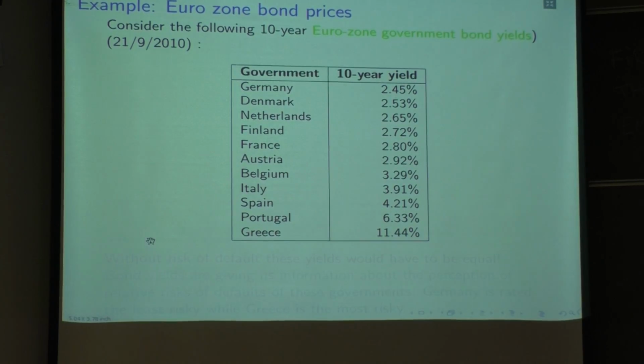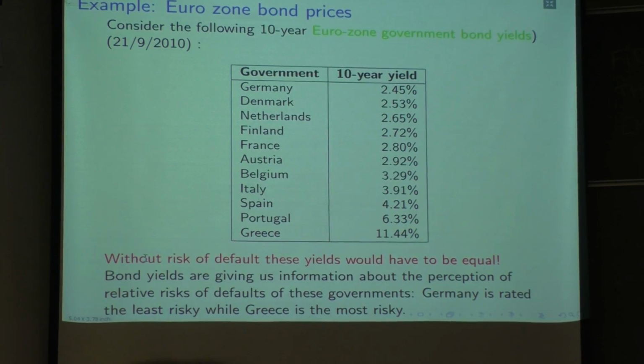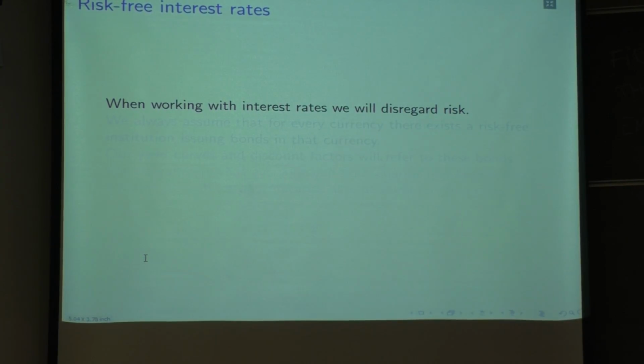Okay. Now, this is about the last time I want to look at risk, counterparty risk. So from now on, when we talk about interest rates and bonds, we're going to disregard risk. And then we're going to assume that every currency we're going to be interested in has a discount curve and a yield curve, which refers to risk-free borrowing. So we're going to assume that all interest rates are interest rates which apply to counterparties which have no risk associated with them.